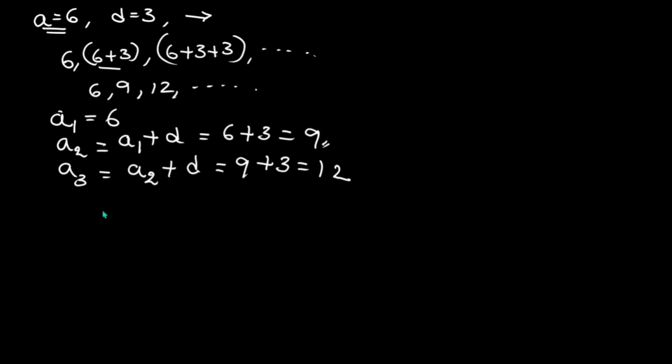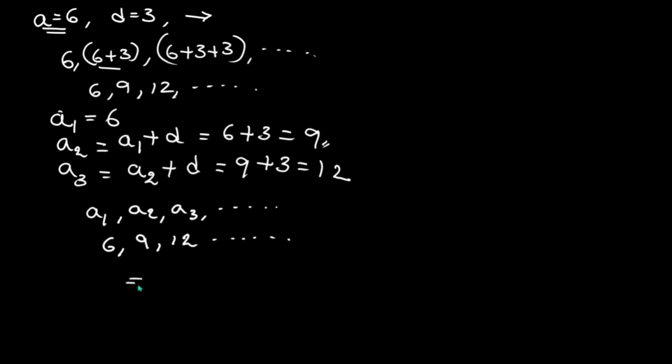So how do you write the series? It's A1, A2, A3, and so on. So now the series is 6, 9, 12, and so on. So what we come to know here is, if you know the first term and the common difference, then you can write the series.